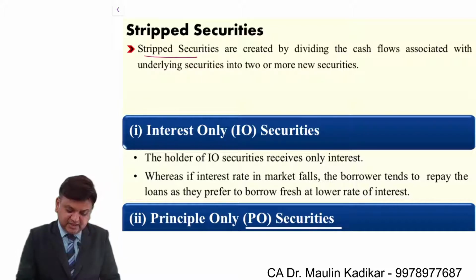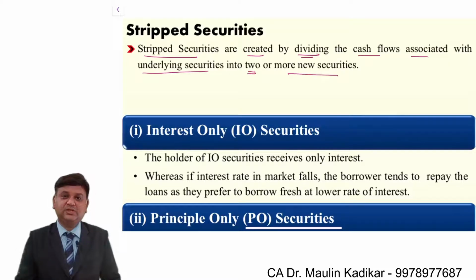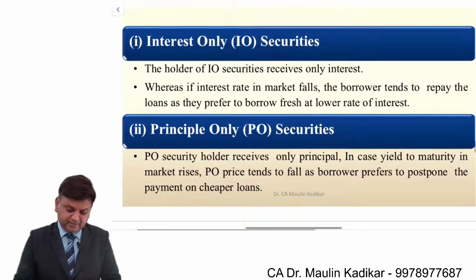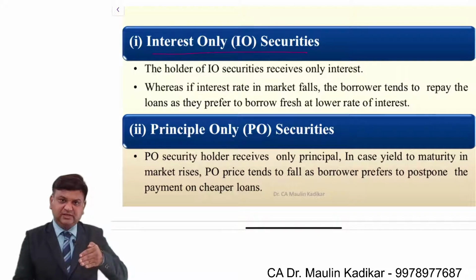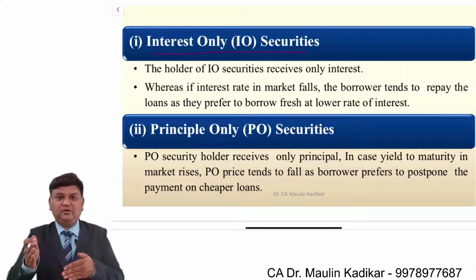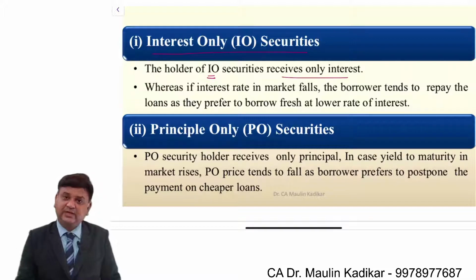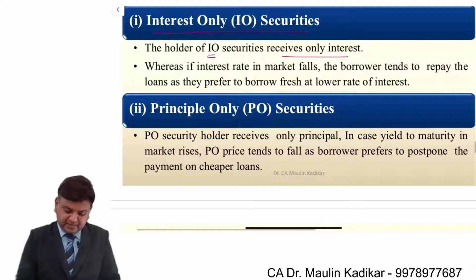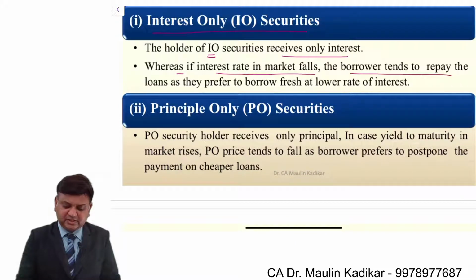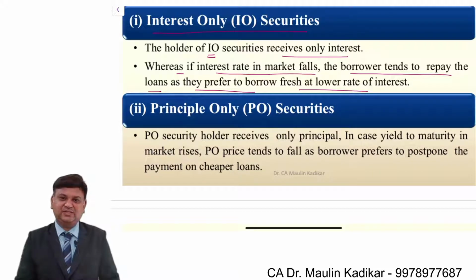Stripped securities are created by dividing cash flows associated with the underlying securities into 2 or more securities. Interest only securities means whatever interest we receive is the only amount that we will pay to you. The holder of the IO securities receives only interest. Whereas if the interest rate in the market falls, the borrower tends to repay the loan as they prefer to borrow fresh at the lower rate of interest.